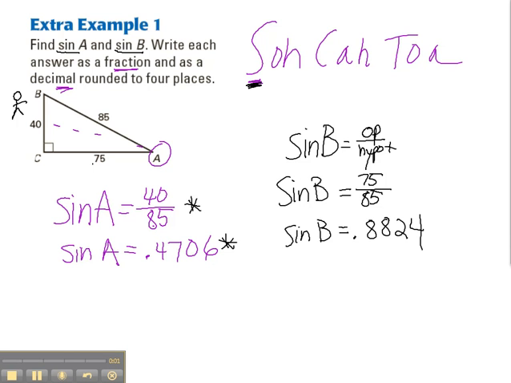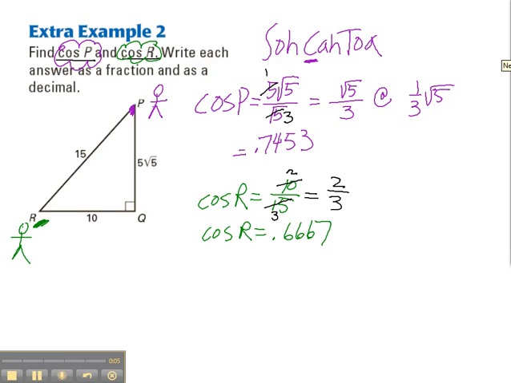We're back. Let's go on to another example. This example has been worked out. The example is cosine P and cosine R to find them. We first write SOHCAHTOA, and we're going to look at the little purple guy is going to be looking at cosine P. The little green guy is going to be looking at cosine R.